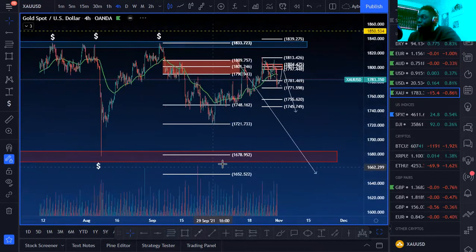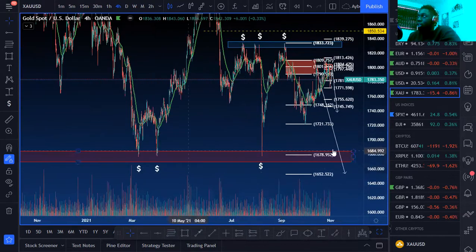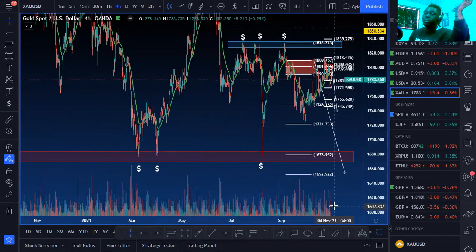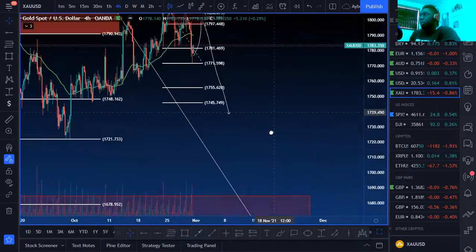Because overall, I still want to see 1652 get hit. There are these equal lows just as much as there are these equal highs up here. I feel like either A, they're going to get ramped through before gold ultimately goes bullish, or B, price is just going to keep falling. So that's what I'm looking at overall for gold.